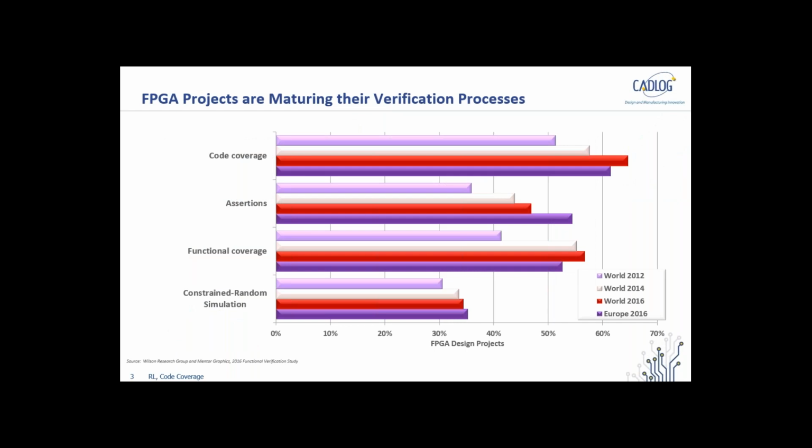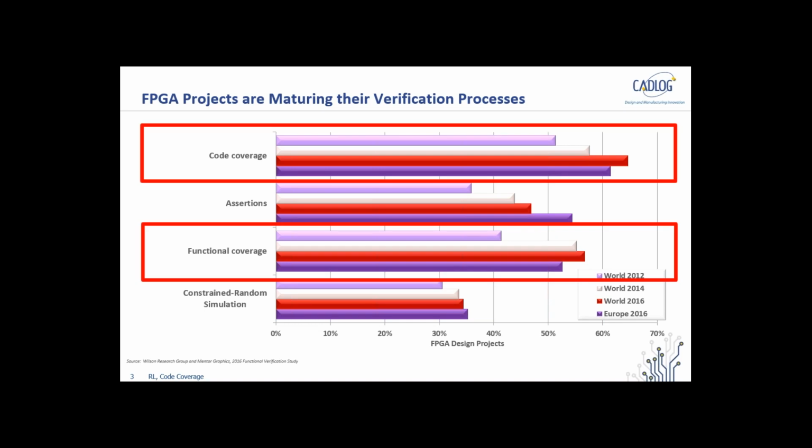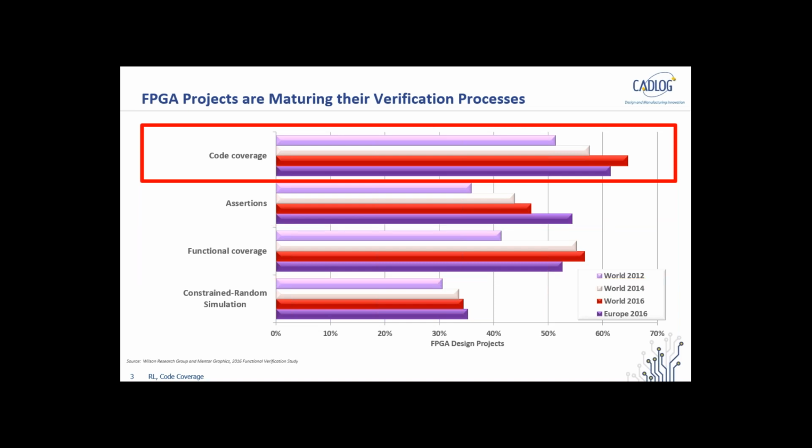So let's see the slide. This is a research study from Wilson Research Group. Here we are comparing and contrasting Europe with the rest of the world in terms of adopting various dynamic verification techniques. So we can see here that we have code coverage, assertions, functional coverage, constraint random. Code coverage and functional coverage seem to be very important in this study for Europe and also for the US. And now let's focus today on code coverage.